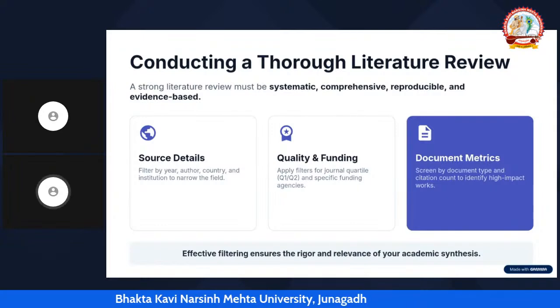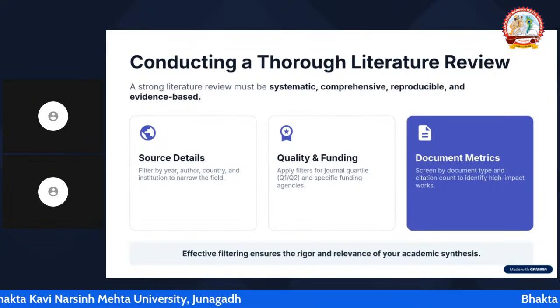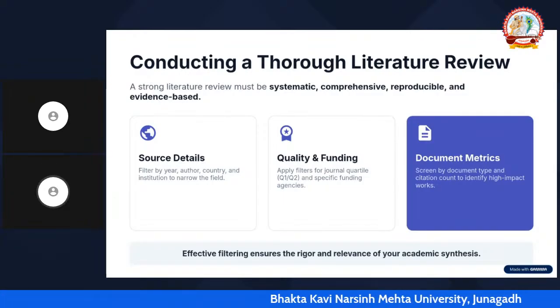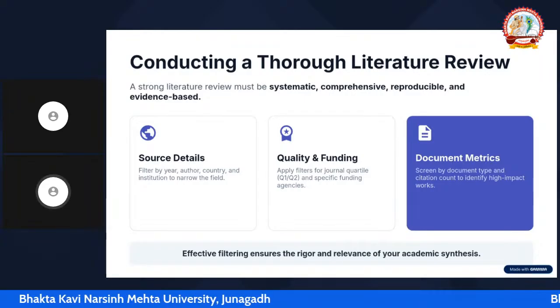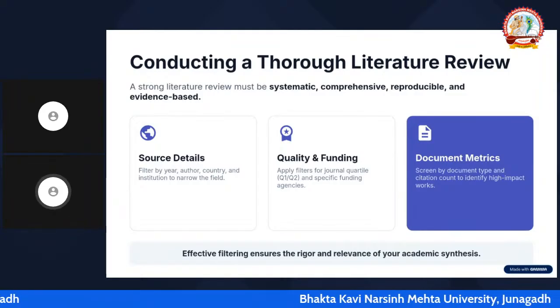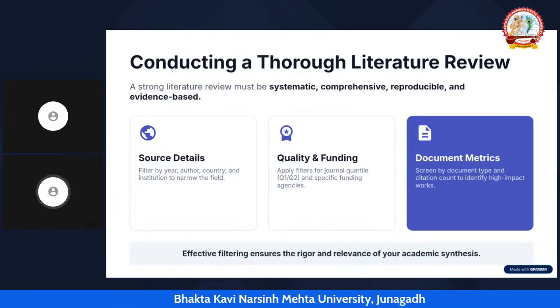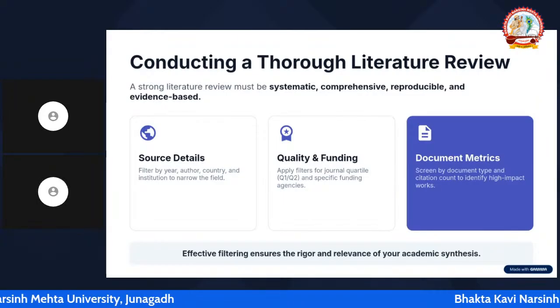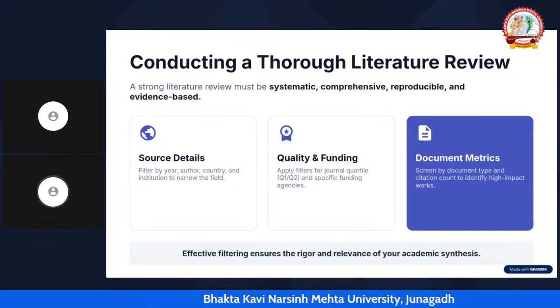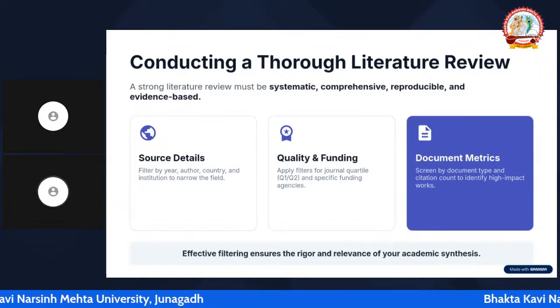If we have a literature review, we can identify the data set through the literature review. So we have the source detail. We can identify the quality as well as funding through the data set and the literature review. We have data set and we have literature review. Combining both, we can identify the quality of the paper and the quality of the journal. We can categorize the quality journals into Q1, Q2, Q3, Q4. So we can identify which kind of quality, and we can measure the document metrics.